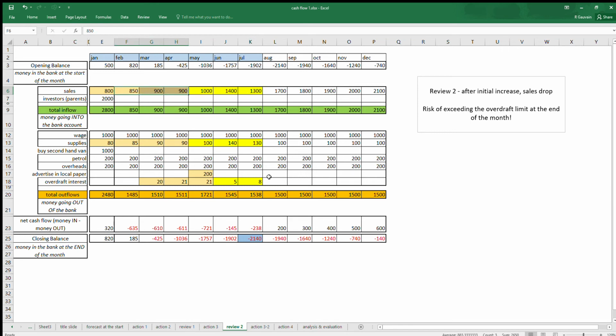However, they are now at risk of exceeding their overdraft limit. So it's time for action again. While you stay within your agreed overdraft limit with the bank, all you have to do is to pay those interests over here. However, if you exceed the overdraft, this is likely to trigger some more severe penalty from the bank.